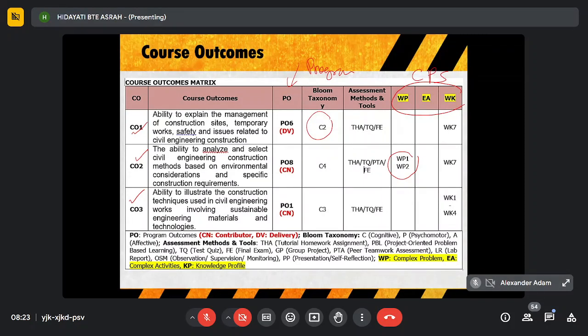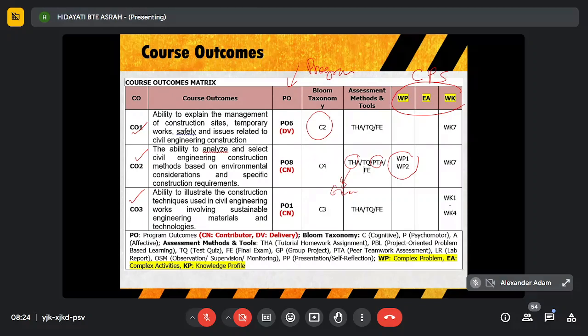Okay, so this course outcome number 2 will be assessed based on the group project. So THA here is the assignment, but usually for construction technology, I will give a group assignment. And then test. We have also this PTA.